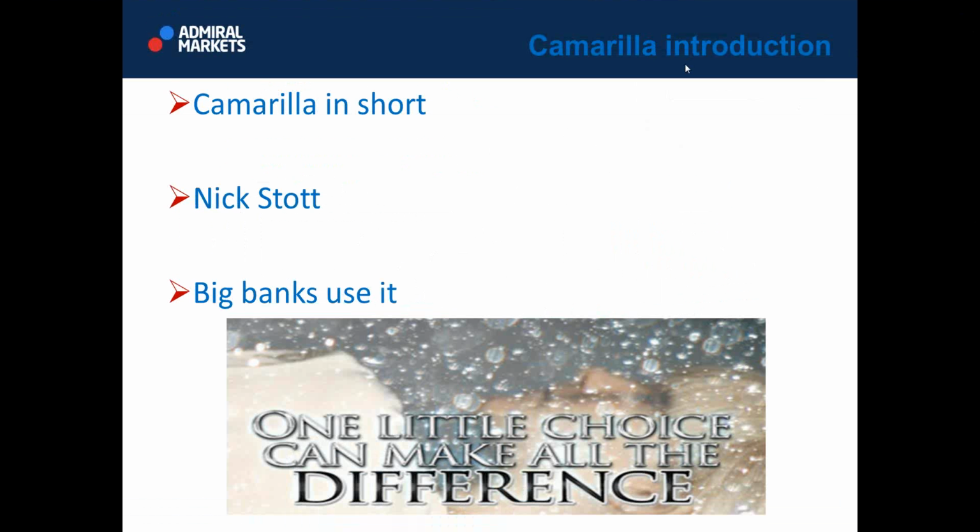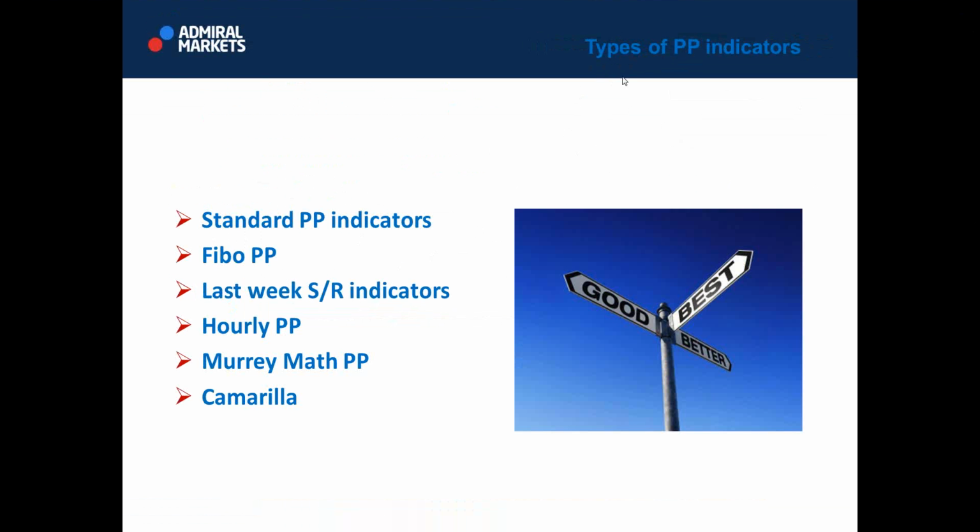The equation of Camarilla is basically it takes the prior day's high, low, and close to determine basically 6 key levels on your charts. 3 are support levels, and basically 3 are resistance levels.